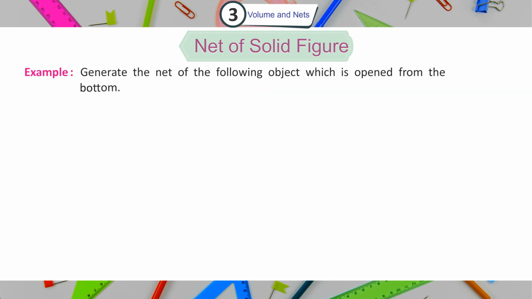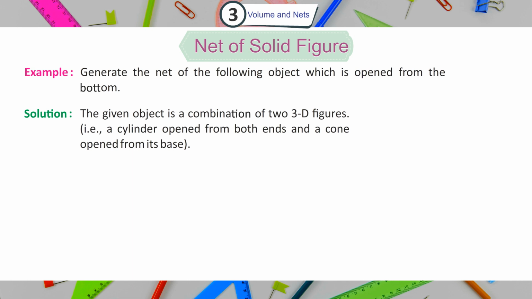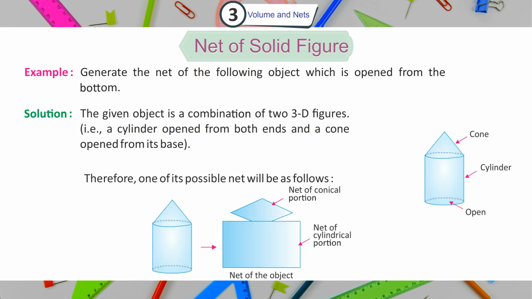Example: generate the net of the following object which is opened from the bottom. Solution: the given object is a combination of two 3D figures, that is, a cylinder opened from both ends and a cone opened from its base. Therefore, one of its possible nets will be as follows: cone, cylinder, open. Net of conical portion, net of cylindrical portion. Net of the object.